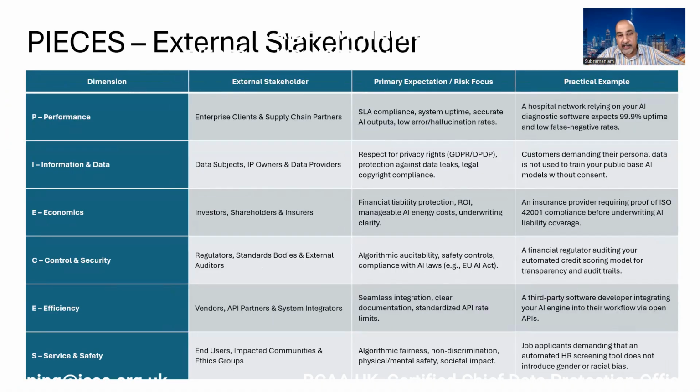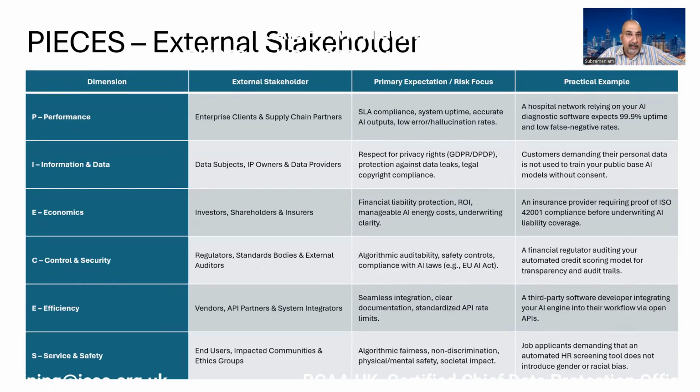So this is going to be for the external stakeholders. Performance: enterprise clients, the customers outside the organization. Information: the data subjects, IP owners, data providers. Data providers, because if you get data from a third party, you need to ensure the bias is not there. According to the European Union AI Act, which went live last Monday, 3rd of August, you should not have a bias of more than 5%. Economics: investors, shareholders and insurers. So they are your stakeholders.